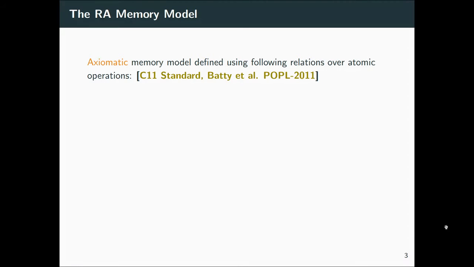In this work, we are focusing on the RA memory model. The RA memory model is an axiomatic memory model, that is, it is defined using several relations. First, we have the sequenced before or SB relation. This relation is an intra-thread relation over instructions that must happen in the same order in every execution. Here, the pairs W1x and Wy are in SB, and from thread 2, Ry and W2x are in SB.